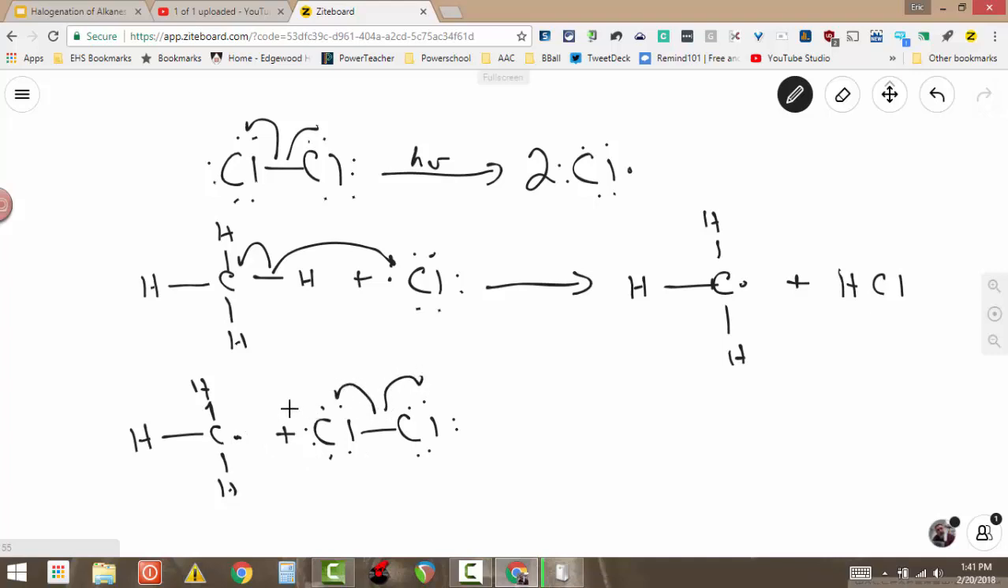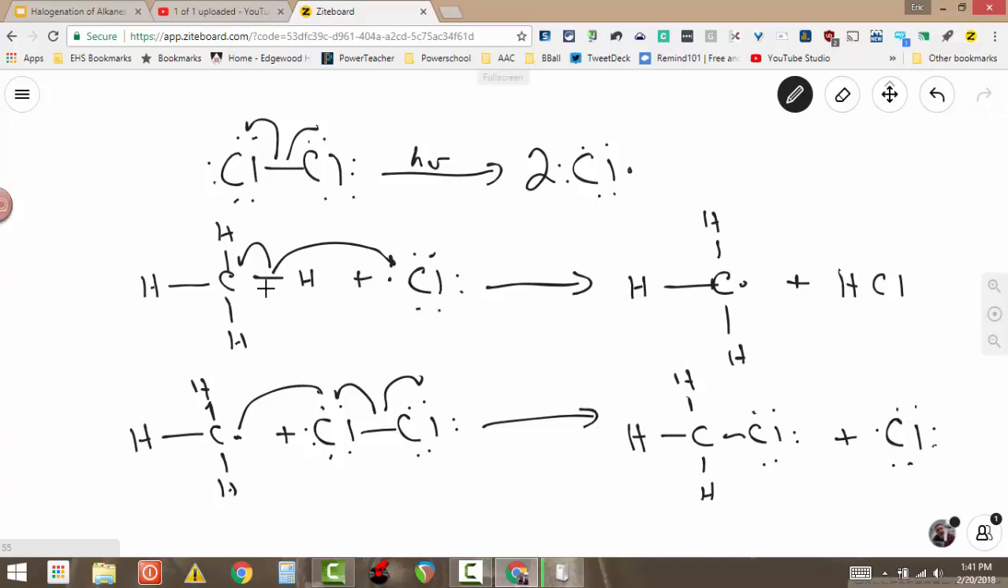It's going to join to the chlorine, and we're going to get the chlorinated alkane, in this case chloromethane, and we're going to have left over a free radical chlorine. This free radical chlorine can come back over here, find another methane molecule, and continue to make these methyl radicals. Methyl radicals can continue to make chlorine radicals and chloromethane, and so on and so forth. So these steps together are called my propagation steps. We continue to make the methyl chloride.